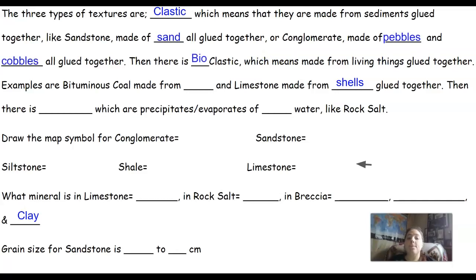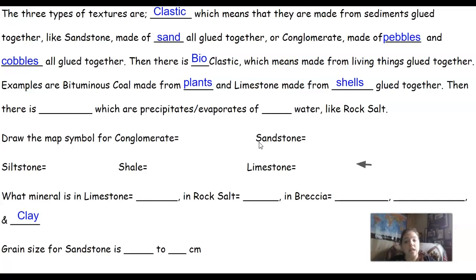Then there is bioclastic. So think of biology. Bio means living things were glued together. Examples are bituminous coal made from plants. Those come from ponds and bogs, where plants die and fall in the water. There's no movement of the water, and it just builds and builds, and then eventually it turns into bituminous coal.